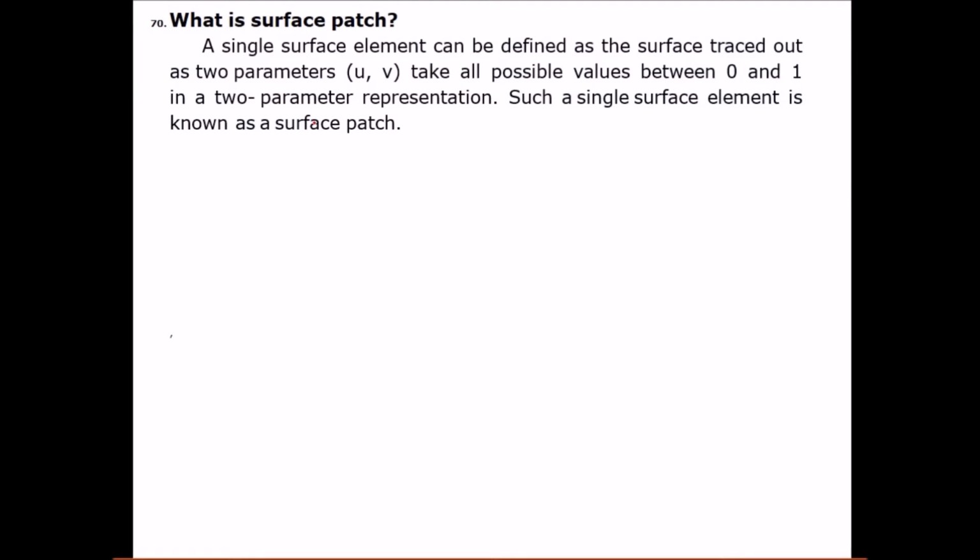What is a surface patch? A single surface element can be defined as the surface traced out by two parameters u and v, which take all possible values from 0 to 1 in a two parameter representation. Such a single surface element is known as a surface patch.